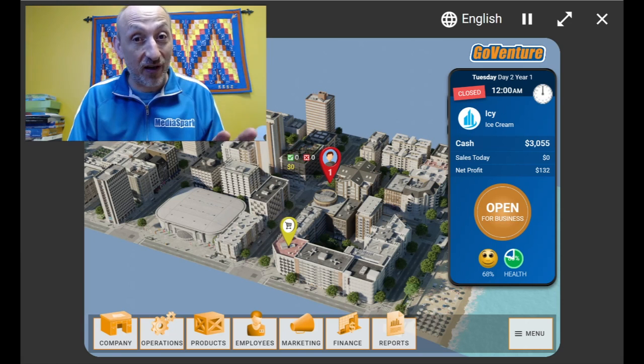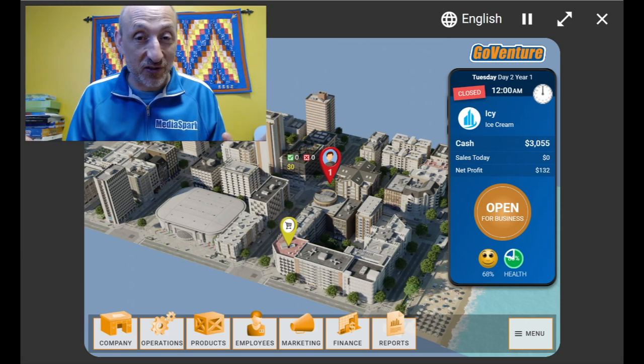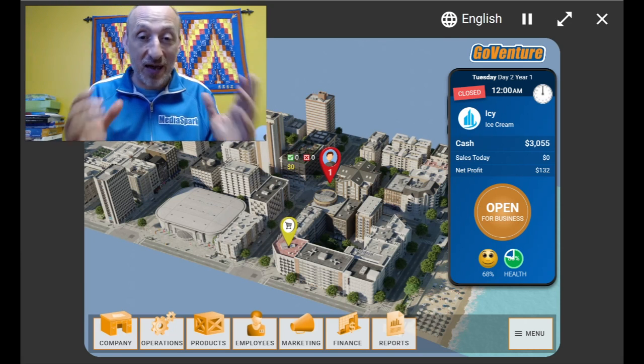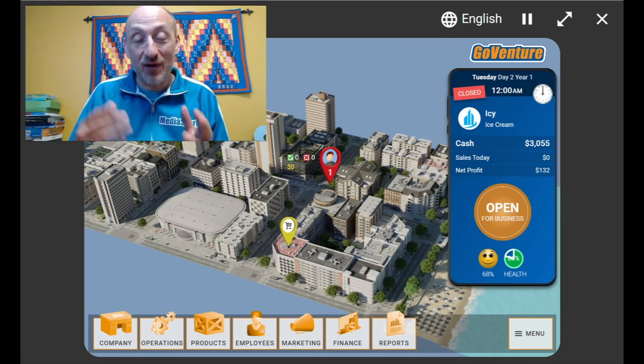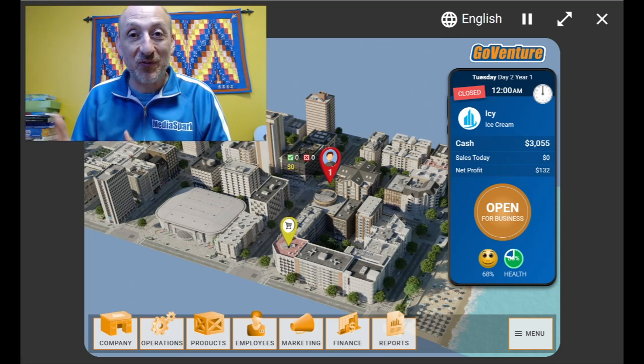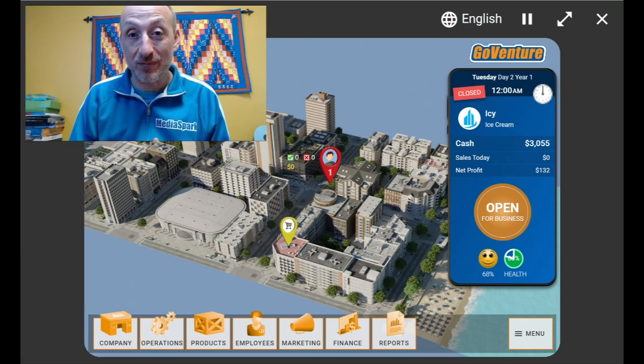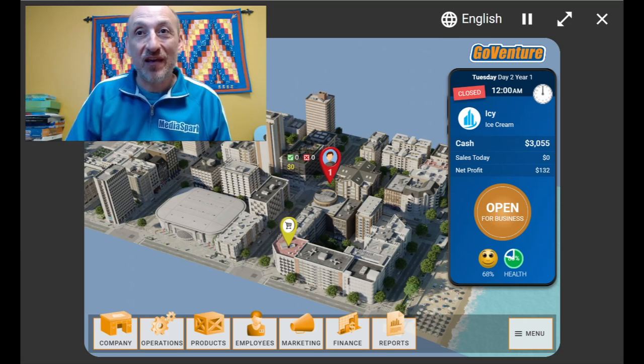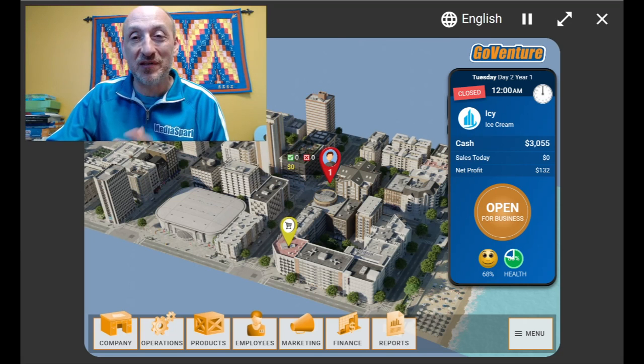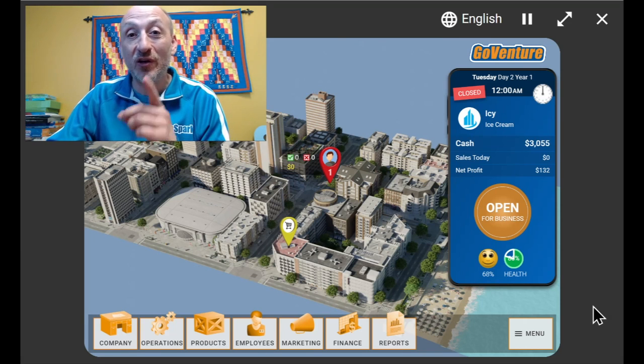Now, let me clarify. I'm not saying all simulations you can't cheat. There's many games and simulations you absolutely can cheat if you have the right cheat and you know what to do and how to do it. I'm going to show you how two of our business simulations, or GoVenture ones, cannot use cheats, and how we designed them so that you don't have to worry about that. So what you're looking at here is the first one.